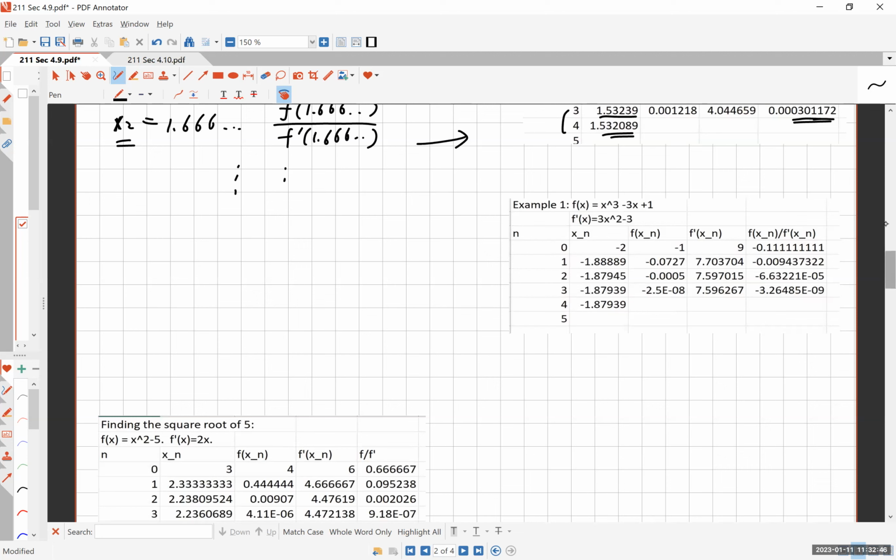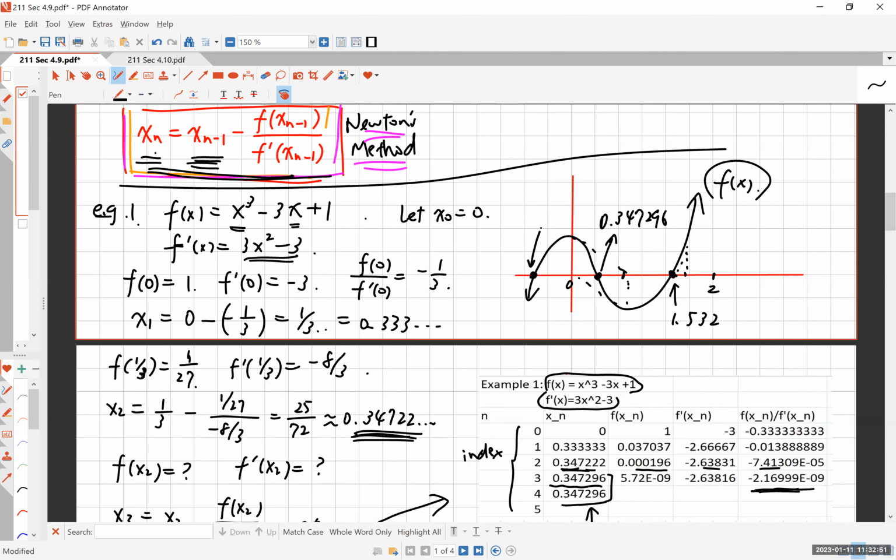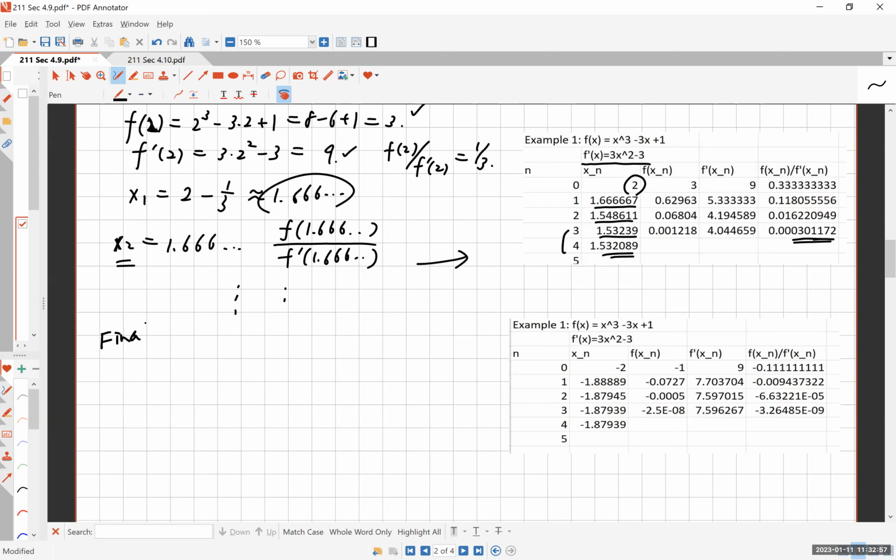I knew from the graph that there is one more 0. So what is that one? To find that one, you probably want to start with some negative number. By the way, you don't have to always find all of the zeros, but since I knew from the graph that there are 3 zeros, let's go ahead and find this.